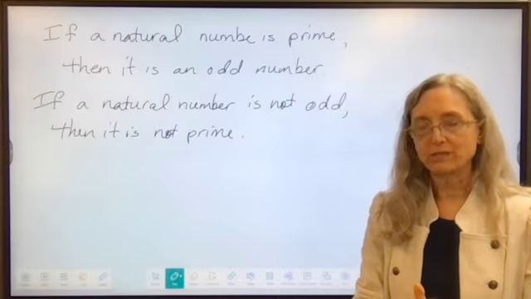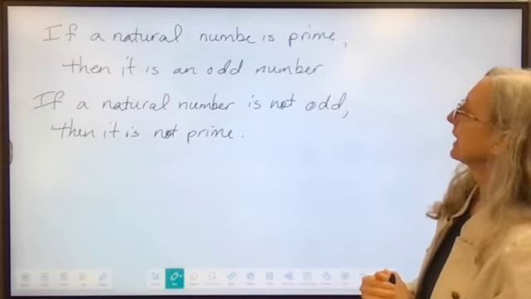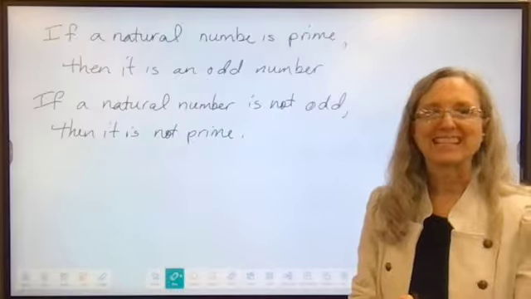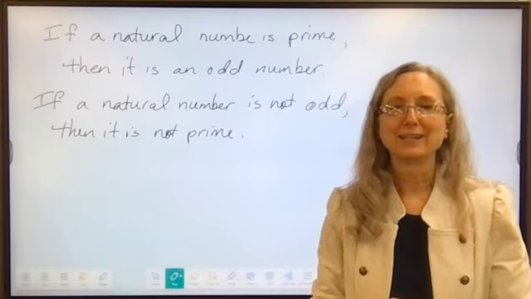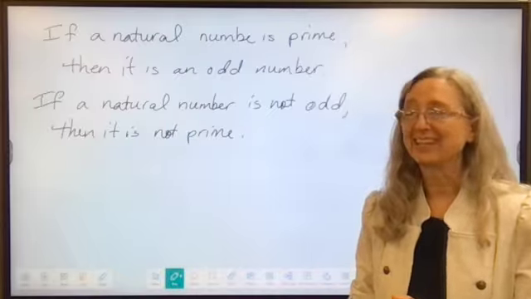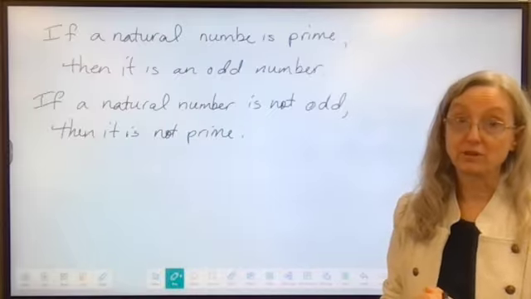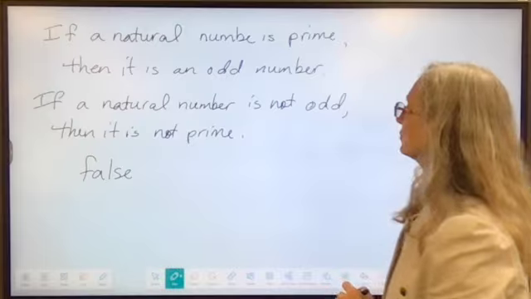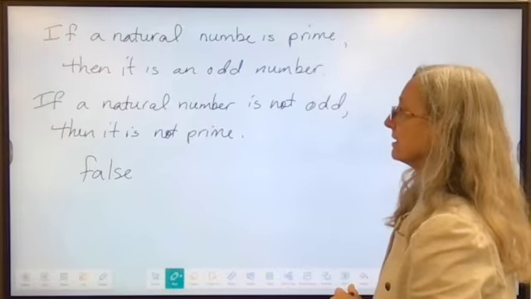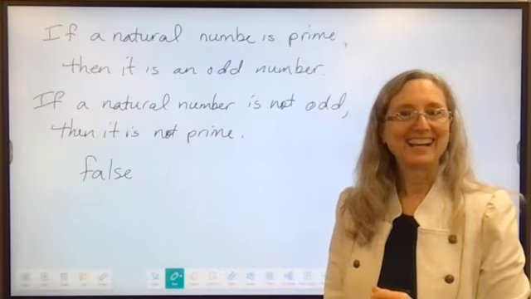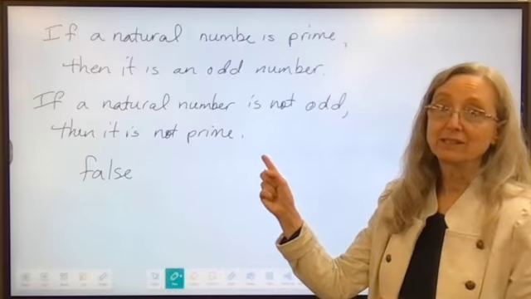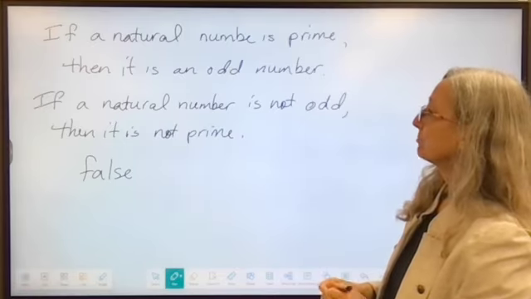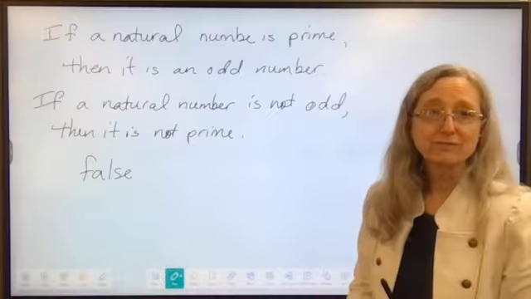Now, what's the truth value of this? Because you might think, well, this is totally true. If a natural number is a prime number, then it's an odd number. It would have to be. Except for that pesky number 2. Number 2 is prime and it is even. Therefore, that original statement is false. So what about the second one? If a natural number is not odd, then it is not prime. Again, 2 would be the counterexample because 2 is a natural number that is not odd and is prime. So, false and false.